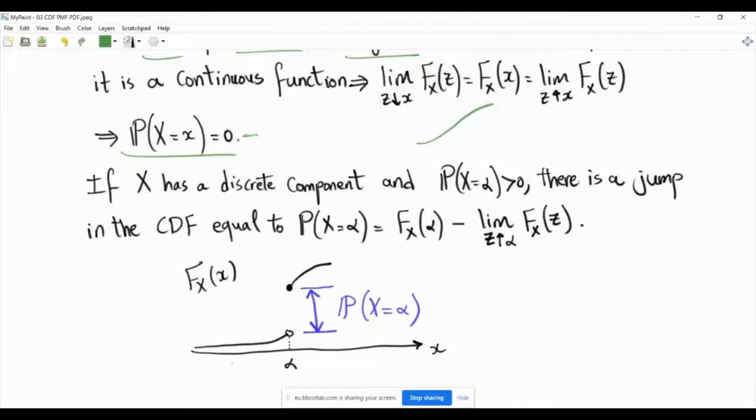Now, if you have a discrete random variable, or a random variable with a discrete component, it can be purely discrete, or discrete and continuous, or discrete and singular, or discrete and continuous and singular. If it has a discrete component, it means that there will be some alpha, some given real number, for which the probability that x is equal to alpha is strictly positive. In that case, you look at the CDF and you will find a jump that looks like this. And this jump will have size equal to the probability that x is equal to alpha.